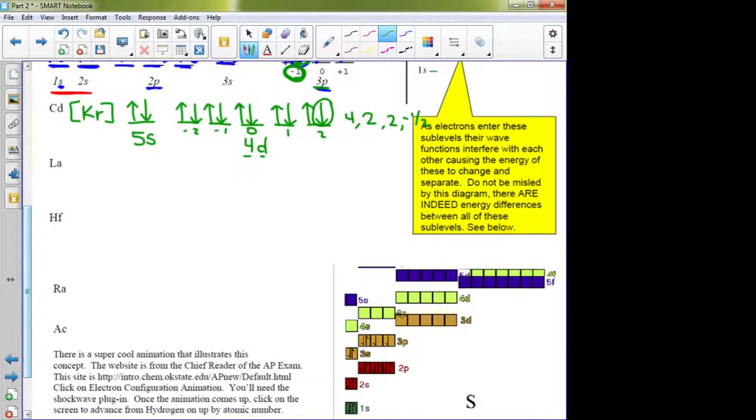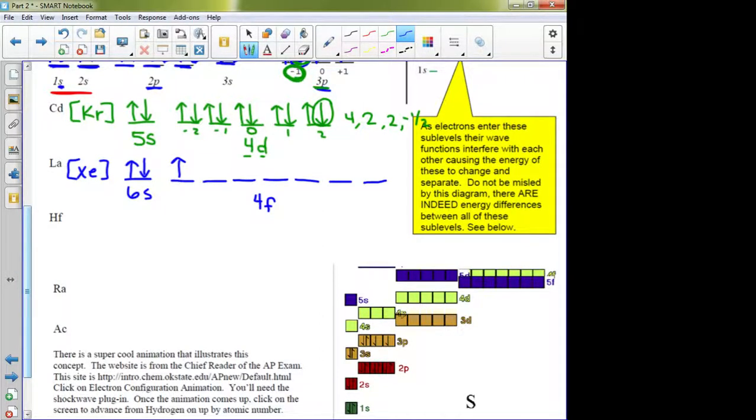So let's do LA. All right, so LA, the noble gas that occurred before it was xenon. And then came 6s2 and 4f1. So we've got to draw how many lines for the F? 7. Did we fill up 6S? Yes. So we go arrow up, arrow down. And then what am I going to do for F? Just one arrow up.